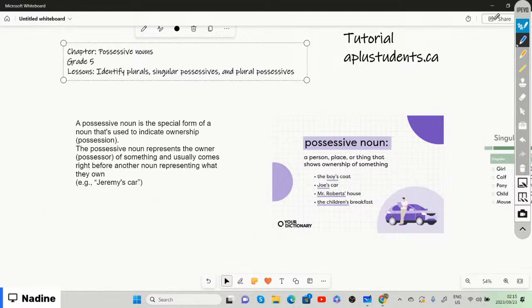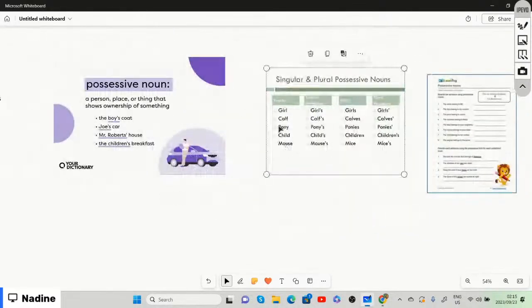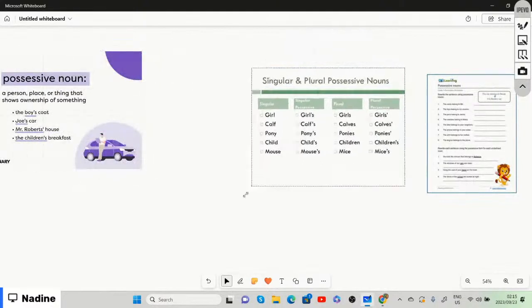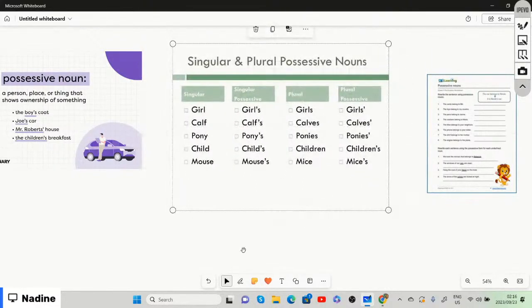All right. If we look at this picture in front of us, right? We have singular possessive nouns, and then we also have plural possessive nouns. So singular or singular possessive nouns as well as plural possessive nouns.